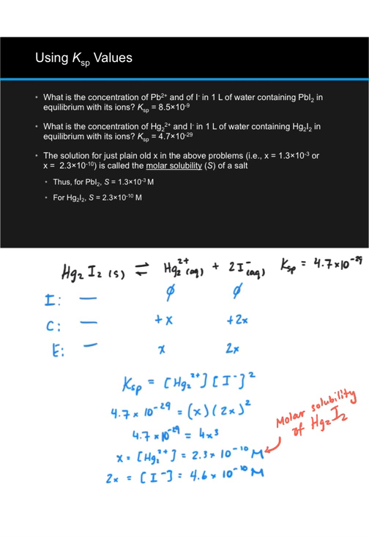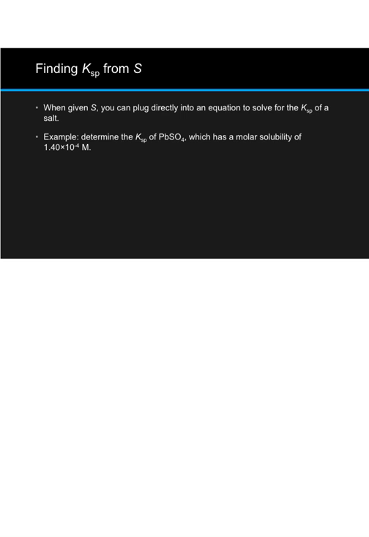It tells us how many moles of ion one formula unit of an ionic compound can produce per liter of water. The molar solubility for PbI2 is 1.3 times 10 to the minus 3 molar, and the molar solubility for Hg2I2 is 2.3 times 10 to the minus 10 molar. We give the symbol S for molar solubility.